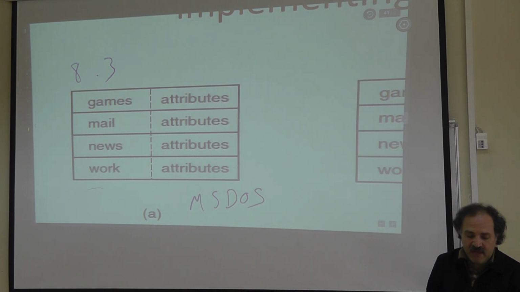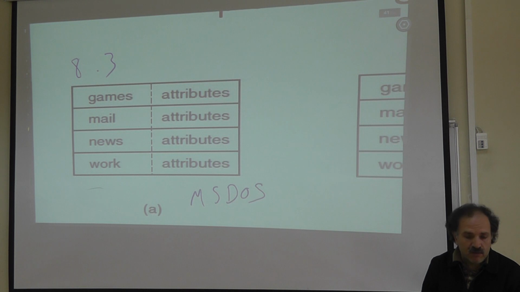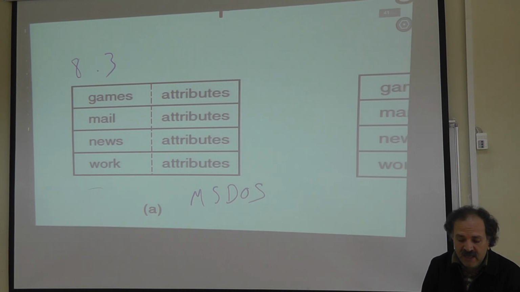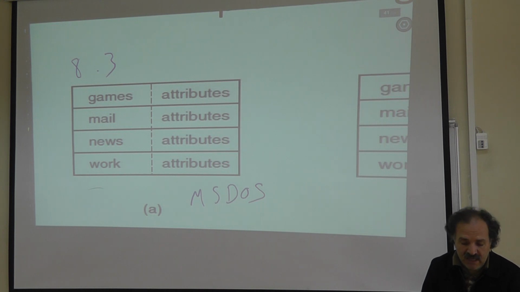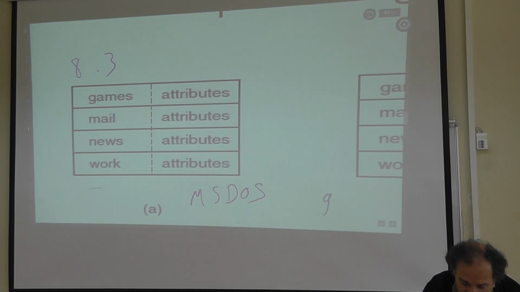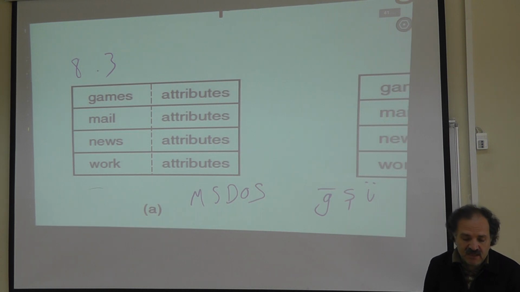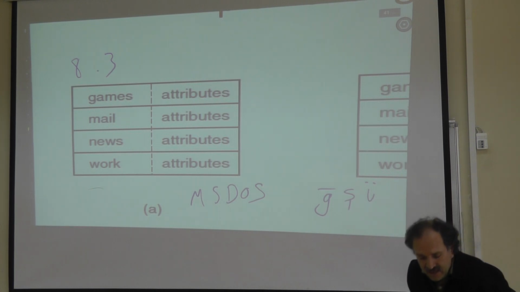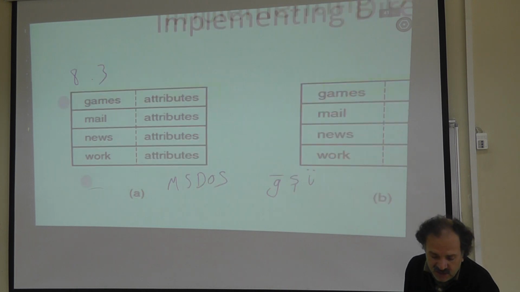Your file names have to be at most 8 characters long. Your extensions can be at most 3 characters long. And you cannot have special characters or Unicode characters inside your file names. For example, you cannot have this character or this character or this character inside your file names, because only ASCII characters can be used as the file name. So these are some limitations for these kind of directory structures.